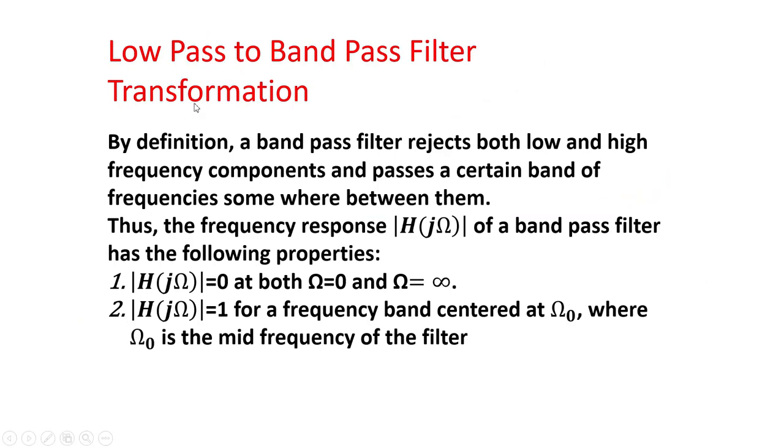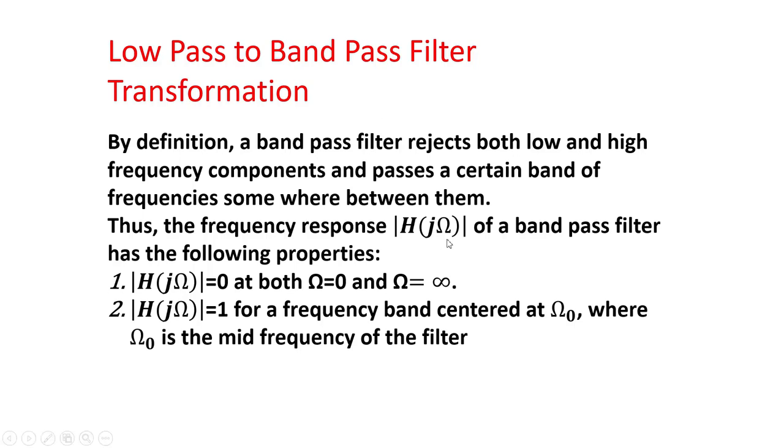Now we will deal with the conversion of the low pass filter to the band pass filter. Now, by definition, a band pass filter rejects both low and high frequency components and passes a certain band of frequencies somewhere between them. So that means the band pass filter will allow only a certain band of frequencies. Outside that band, it will stop the frequencies or it will attenuate the signal outside the band.